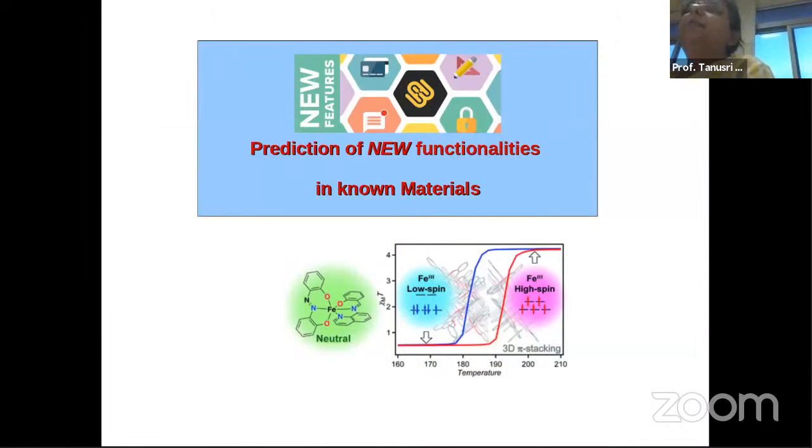So the second class of problem that you can handle with such a technique is the prediction of new functionalities in known materials. The first kind of problems I talked about, where you know the functionalities, you also know the materials, you basically discovered some structure property relationship, properties have been measured and materials are known. Now we get a little more ambitious and try to make some prediction of new functionalities in known materials.